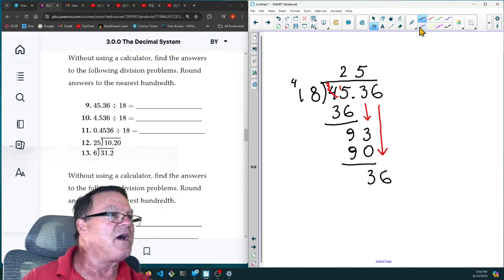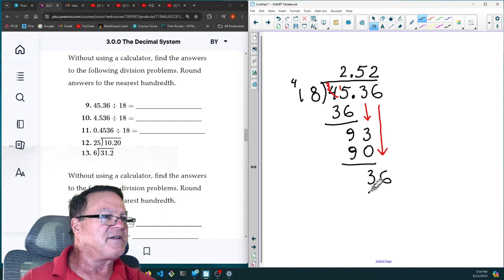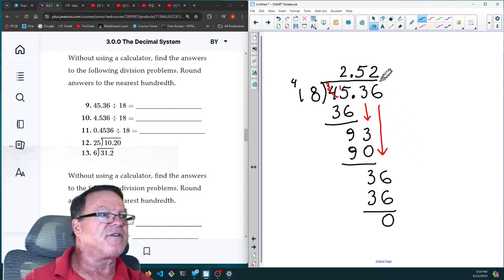Oh, and what I did not do is I didn't put this decimal point in. I should have done that at the very beginning. This decimal point goes right above it, above the division bar. So 18 goes into 36 twice. 18 times 2 is indeed 36. So we have a remainder of 0. We have no remainder. So the answer to number 9 is 2.52.